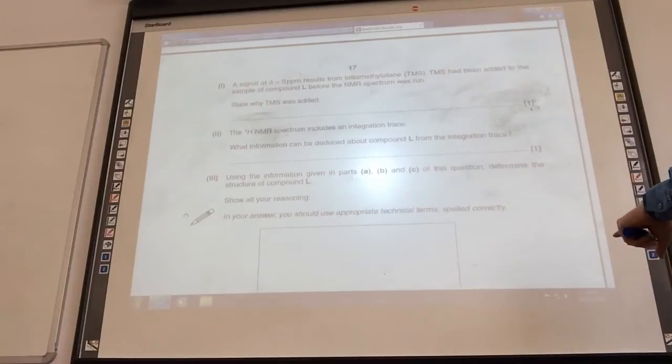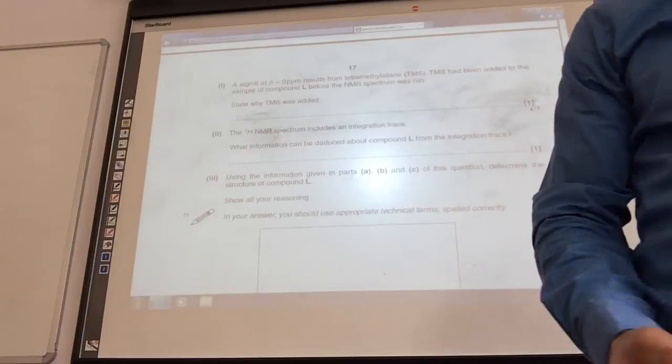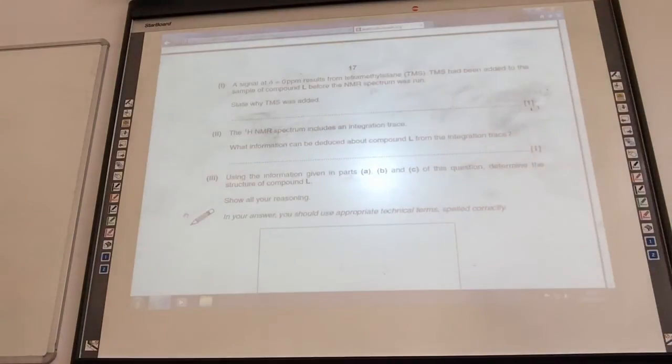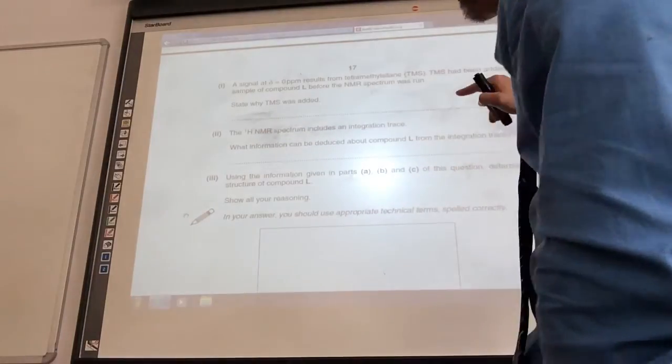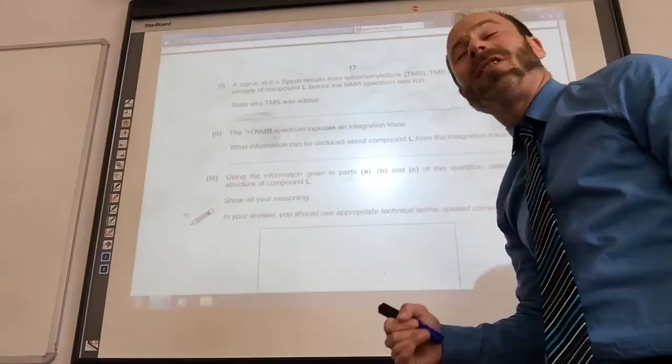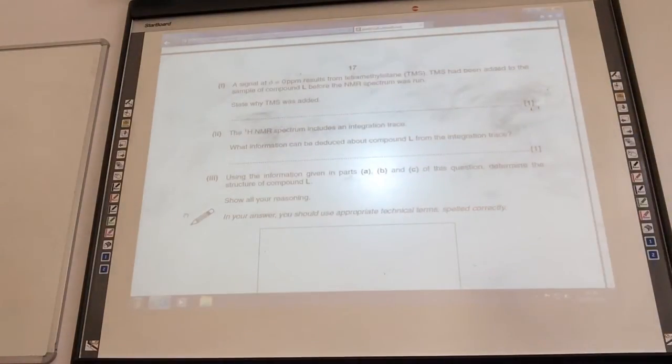Hydrogen NMR there. Then it says, why do we use TMS? TMS is used as a reference for the NMR spectrum, so it's a standard that we use. What information can be used by the integration chain? It's the relative number of hydrogens in each environment. So that's the one for that one. And then finally, what is the structure?